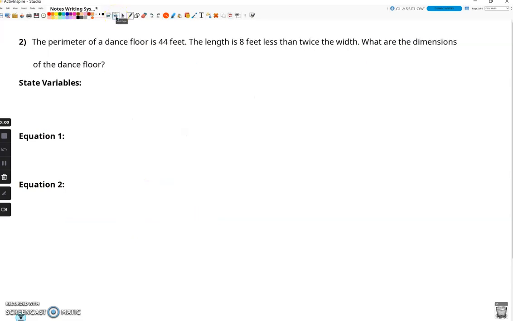Okay, the perimeter of a dance floor is 44 feet. The length is 8 feet less than twice the width. What are the dimensions of the dance floor? Okay, again, you can pick whatever letters you want. I'm going to use x and y. So x, we'll say, is the length, and y equals the width. Okay, so step 2 was to look for key information. So length, I said, was x, and width is y.